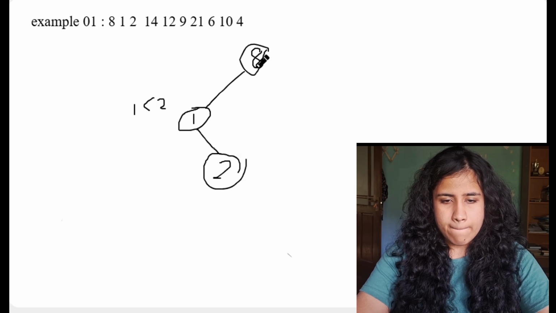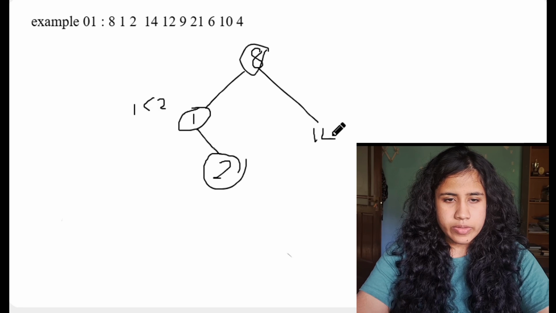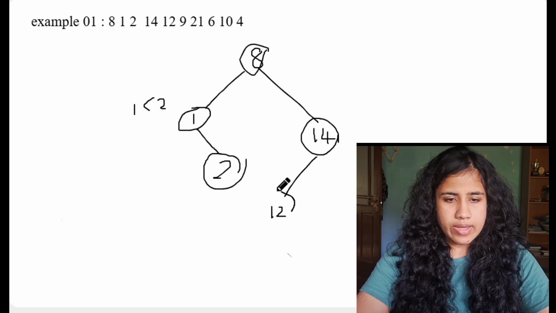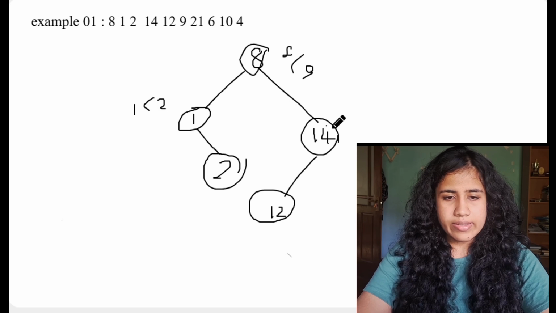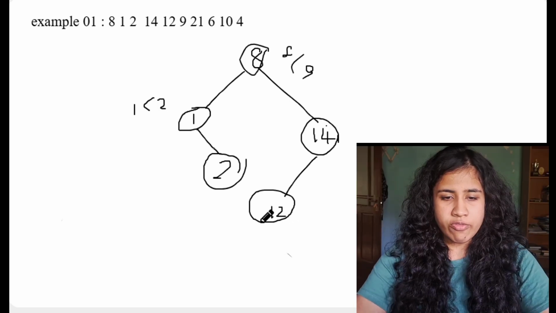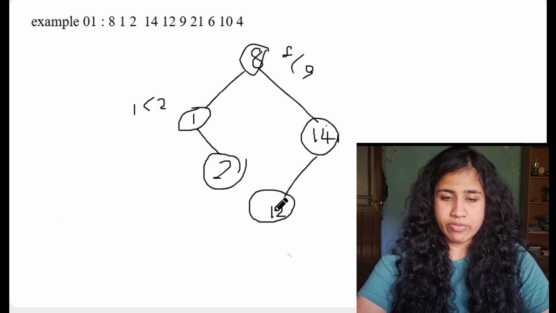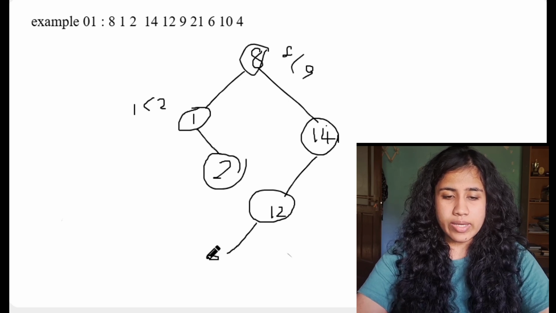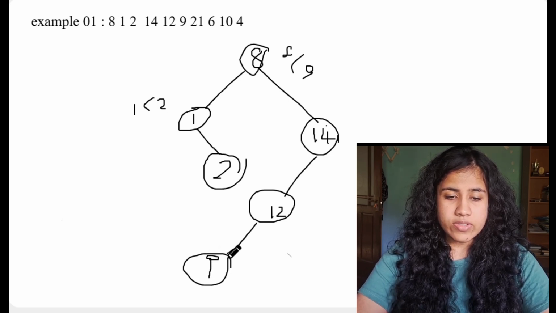12, greater than 8, less than 14. Here. Then 9, less than 8, greater than 8. Here we have 14, but 9 is less than 14, so it goes to 12. And in here also it is less than 12, so it becomes the left child of 12.